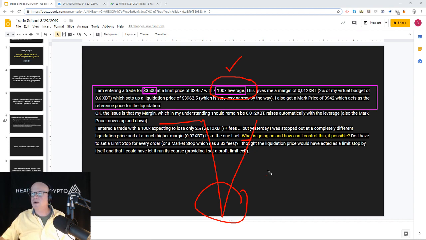The liquidation price depends on the leverage. That is correct. The liquidation price depends on the leverage. So if you want to play around with that, knock yourself out. But I would rather that you not get liquidated. I think liquidation is the wrong thing to do. You don't want to be pushing your account.